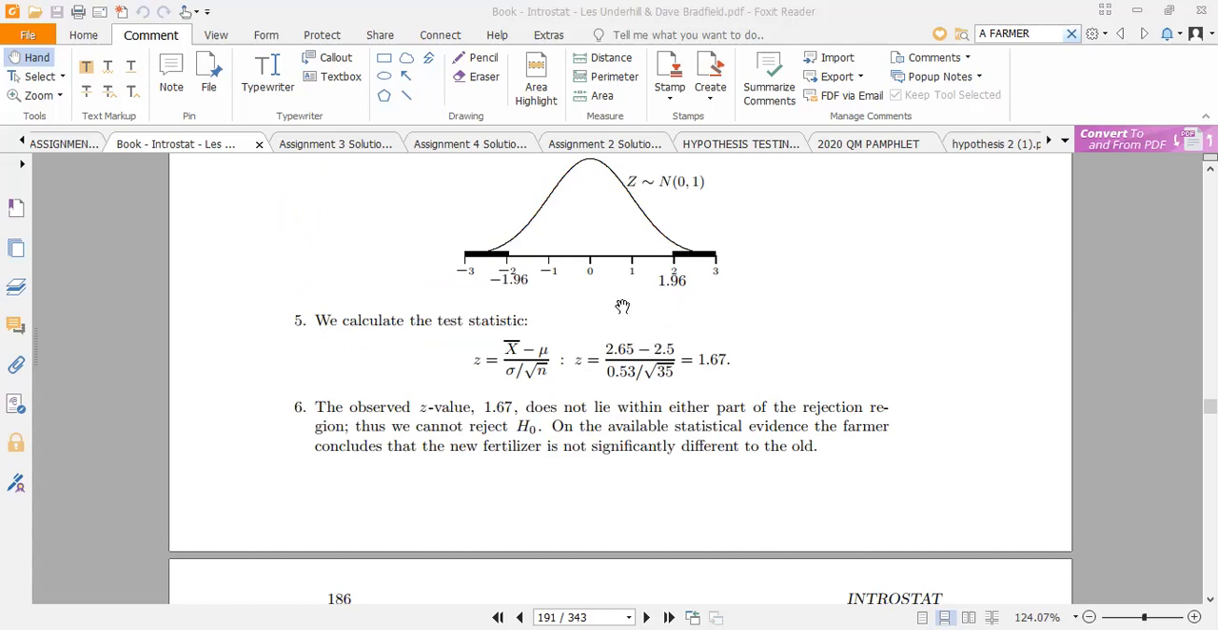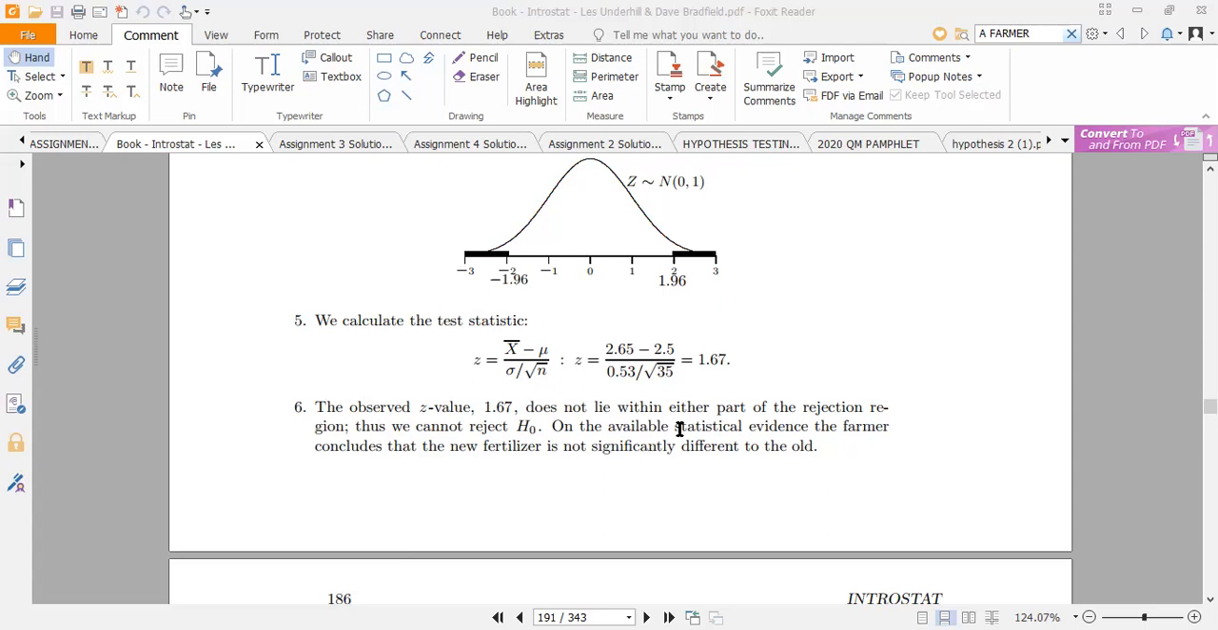And so at this point, we are going to what? Accept, or rather say we cannot reject H0 since it's within, it's less than 1.96. And what is our conclusion? There is no statistical difference.